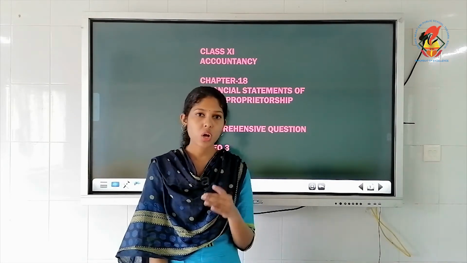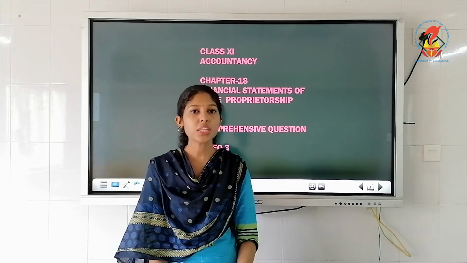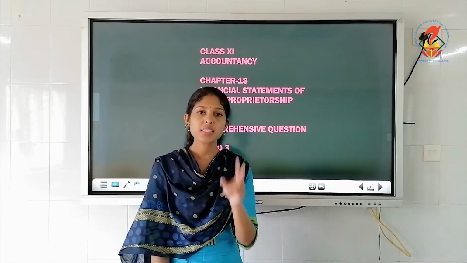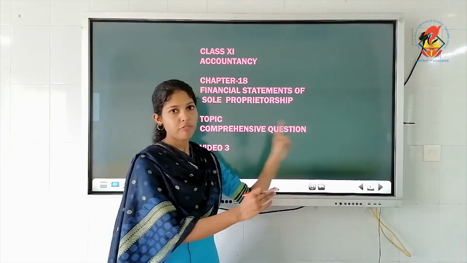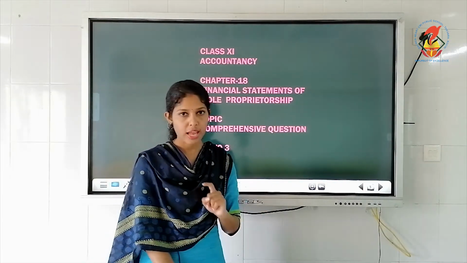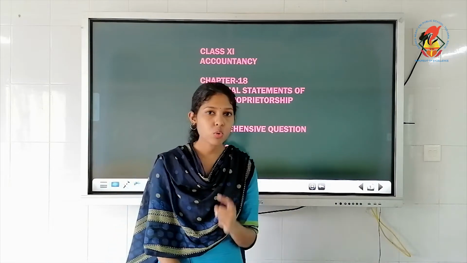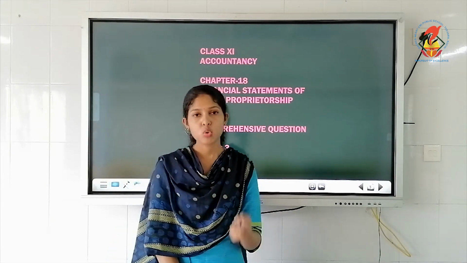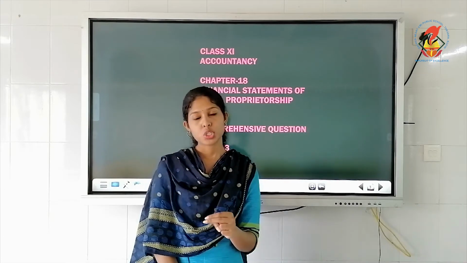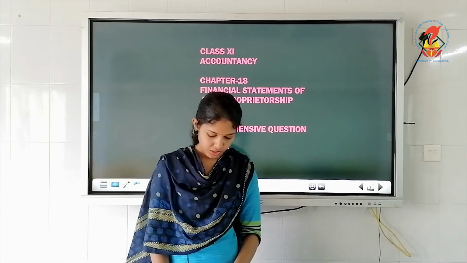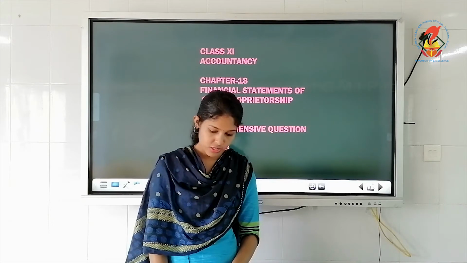Always closing stock will be given below the trial balance. And it has two effects. Once, it should come on the credit side of trading, by closing stock we have to write. Again, where will you write it? The same you have to write on the asset side of the balance sheet as closing stock. Okay, that's the current asset. So that's how you have to do it.